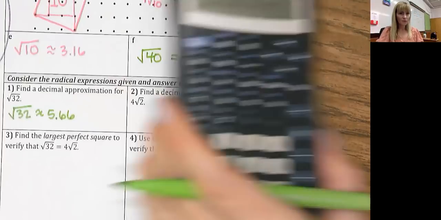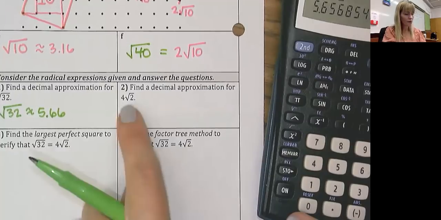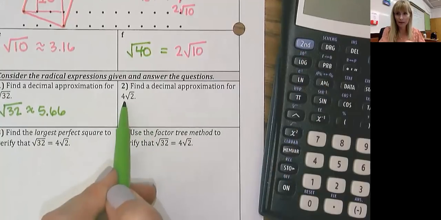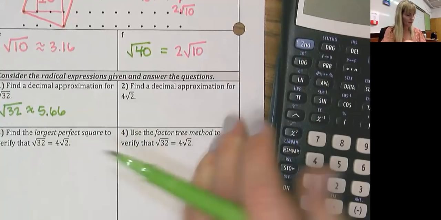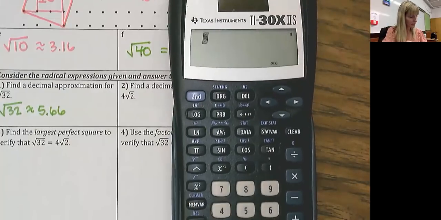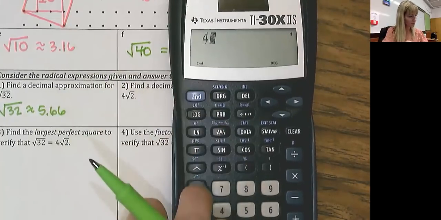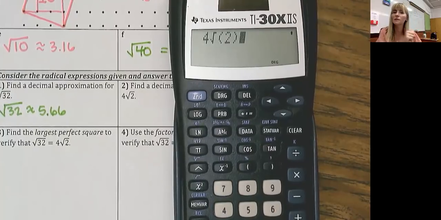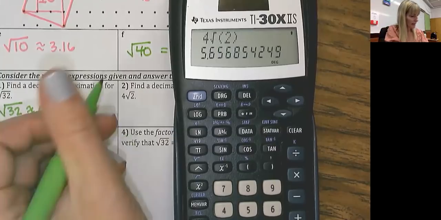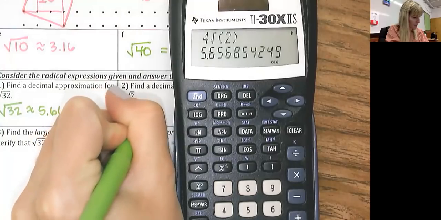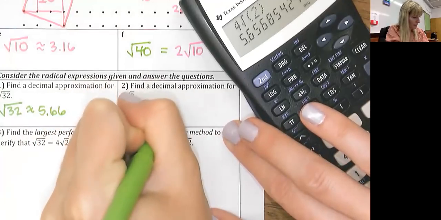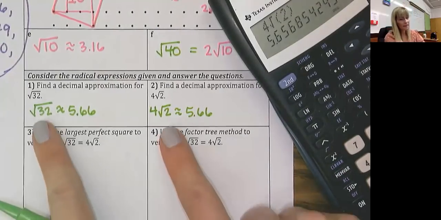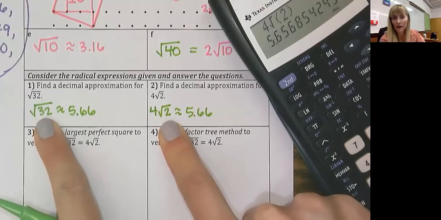Okay, now this one right here, find a decimal approximation for 4 square root of 2. And this you reviewed with Miss Johnson last week. This means multiply. So you do square root of 2 first and then times 4. Actually, if you have a calculator like this, you can just type it in like this, 4 square root 2, and it will automatically do the order of operations correctly. It'll square root first and then it'll multiply. Would you look at that? 4 square root of 2 is approximately 5.66. Okay, this verifies for me that these two are in fact the same mathematical value.